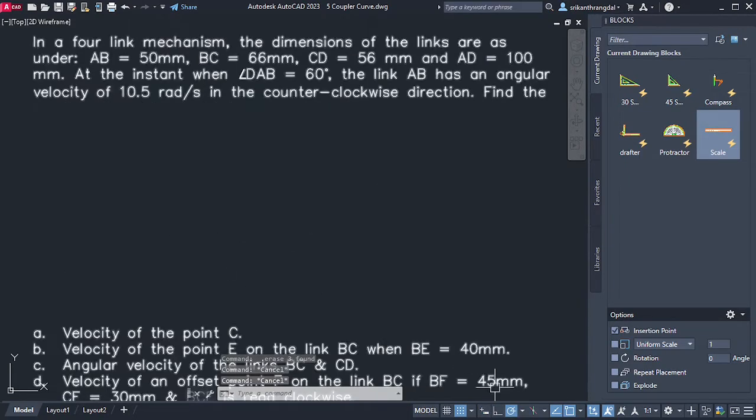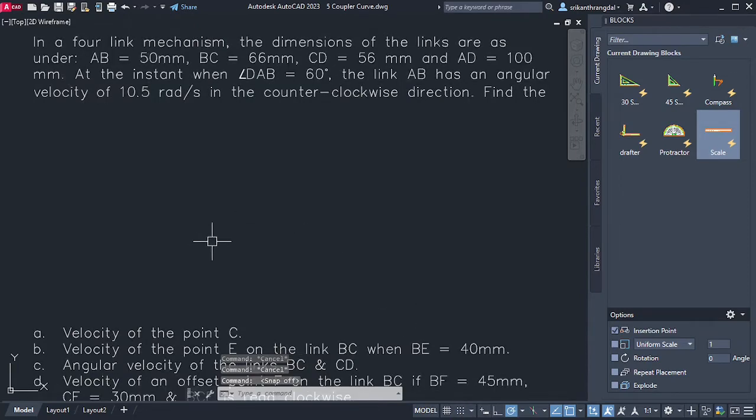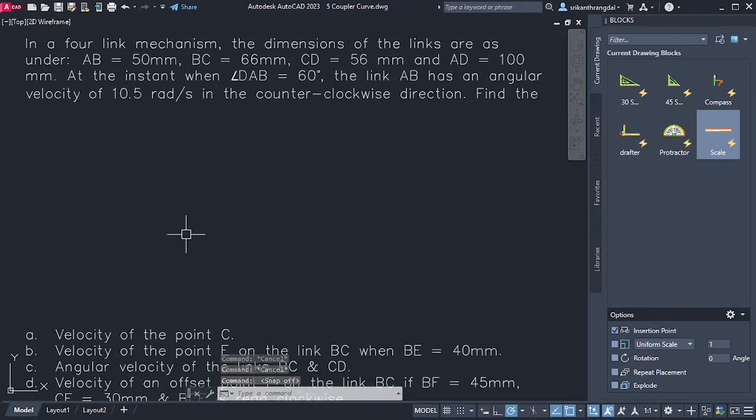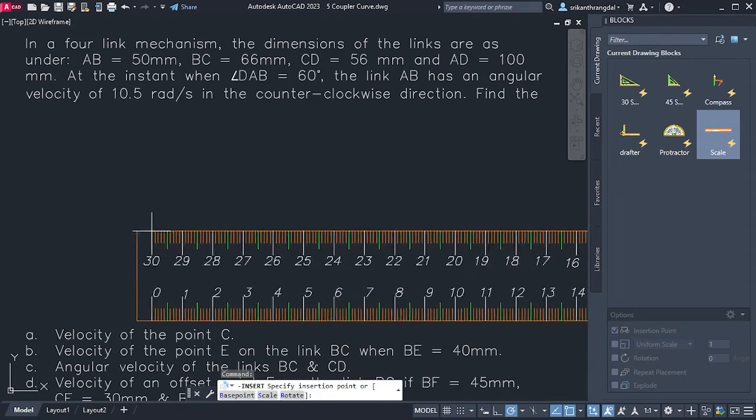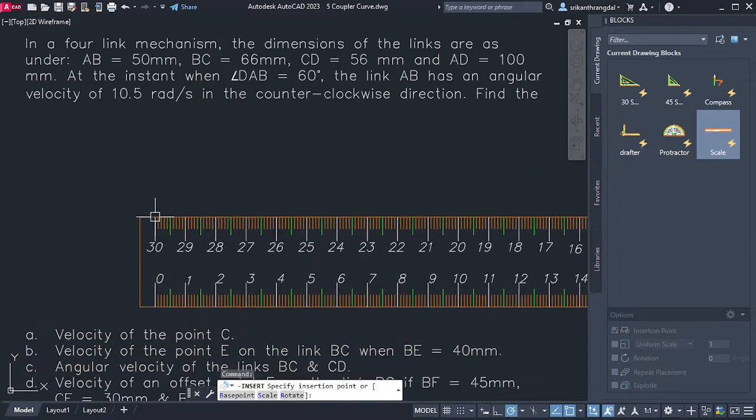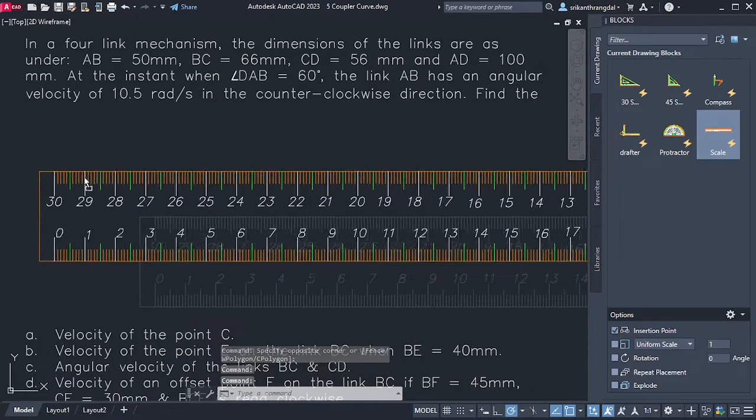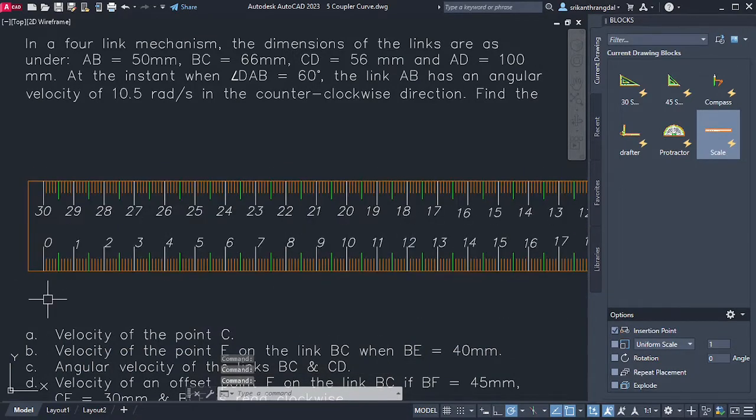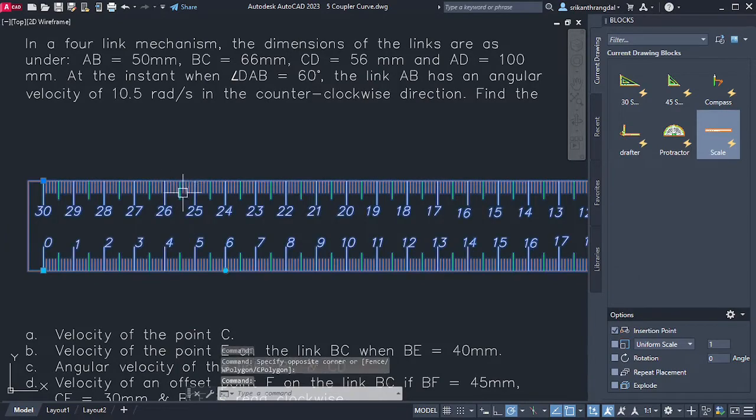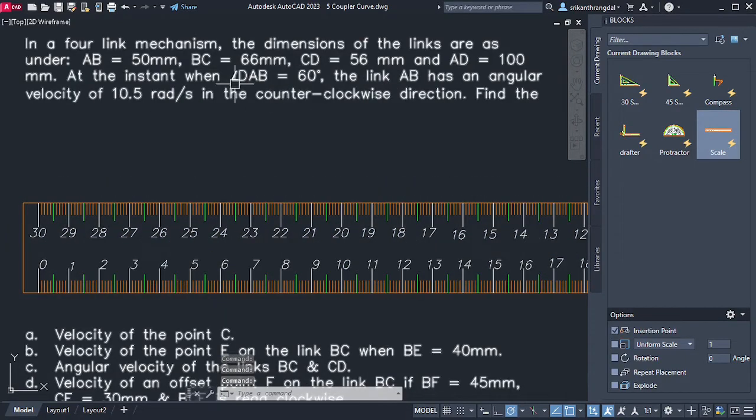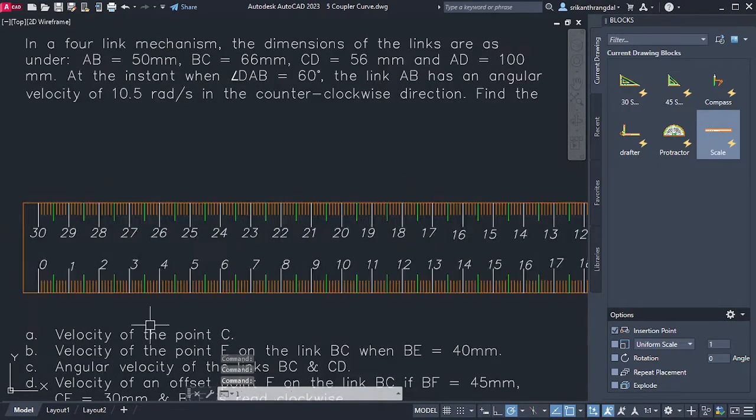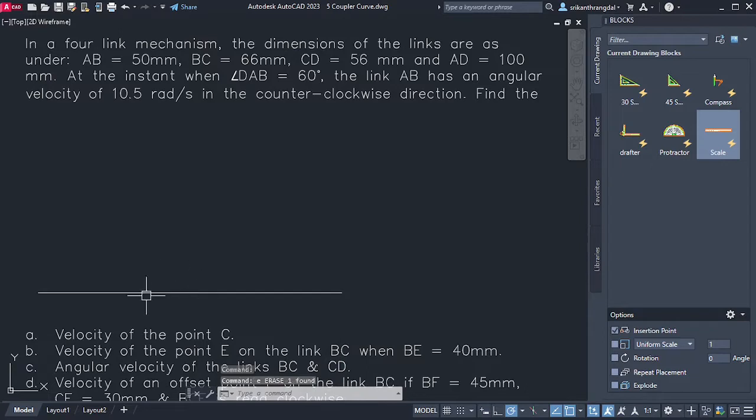In order to solve this particular problem, we'll have to first draw the position diagram of the four-bar linkage, the four-bar mechanism. So let me go ahead and draw that. You can see I have created a few blocks which will be helpful for us in taking all these measurements. Let me put the scale over here, and let me take the first link length. The first link length we have to take is AD, and that length has been given as 100 mm. So this is our first link AD.